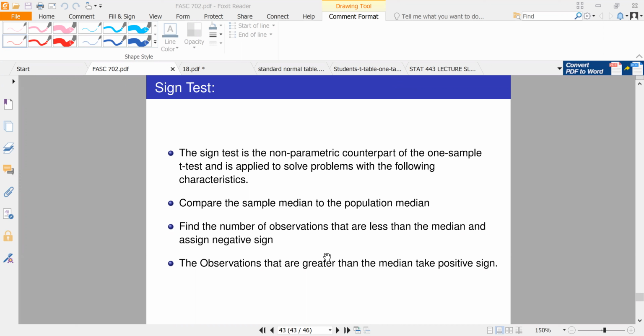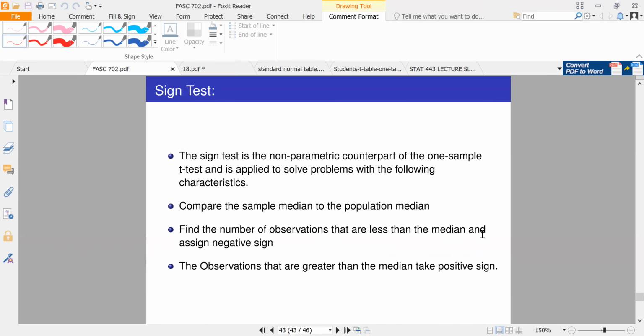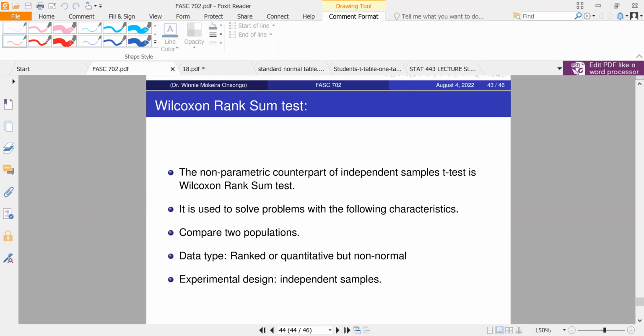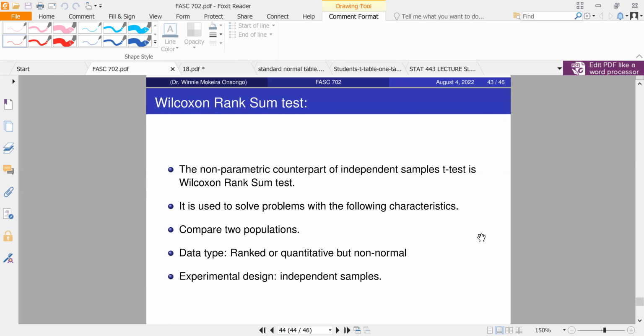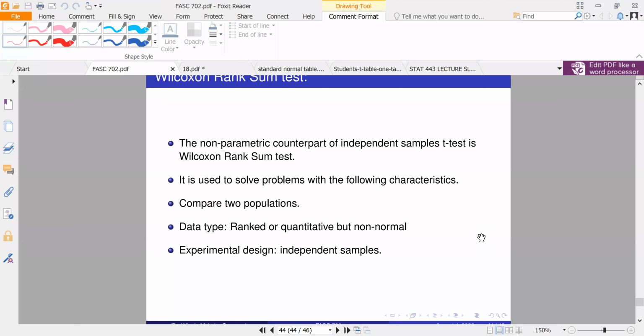So that is how you use that. And in terms of course, now, once you have used the sign test to identify values that lie below and above the median point, you proceed to do a rank sum test, which we call the Wilcoxon rank sum test. Now, this test here will be used for independent samples.